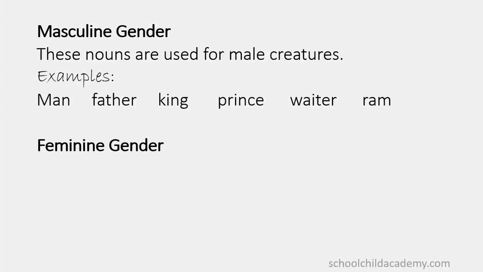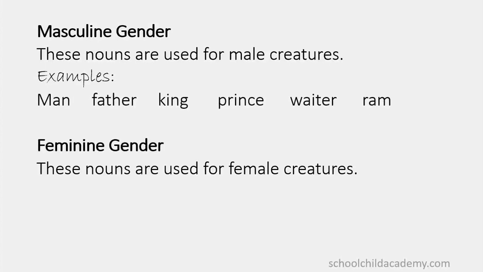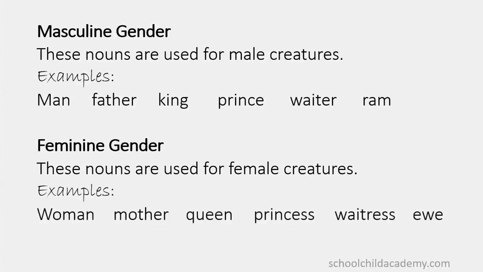Feminine gender. These nouns are used for female creatures only. Examples: woman, mother, queen, princess, waitress, ewe.